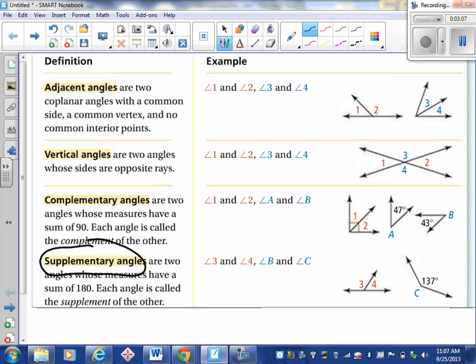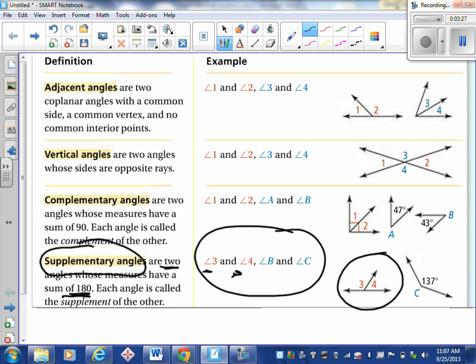Supplementary angles, the last one. That's similar to complementary, but those two angles add up to 180. In this example, we have angle 3 and 4, along with this picture right here. Angle 3 is right here, angle 4 is right here. They both add up to 180. If I look at angle B and angle C, angle B is 43, angle C is 137. You add those two together, and you get 180.